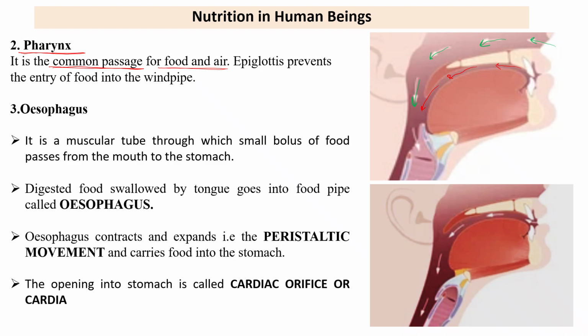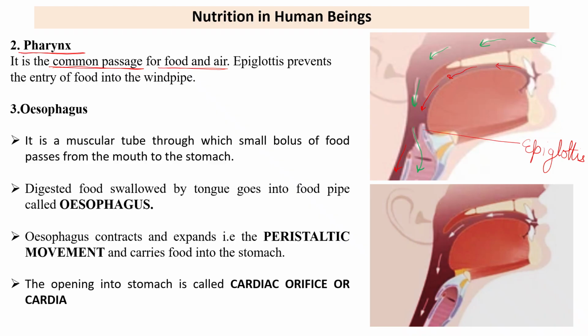this is the trachea and this is the esophagus. Now what will happen? The air will pass into the trachea, and the food is to be passed into the esophagus. And this is the epiglottis.